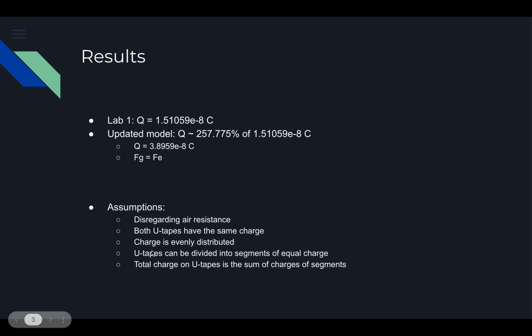Some assumptions that we had in this lab were that we disregarded air resistance. We assumed that both tapes had the same charge. We assumed that charge was evenly distributed, that the tapes can be divided into segments of equal charge, as well as that the total charge on the tapes is the sum of the charges of those segments.